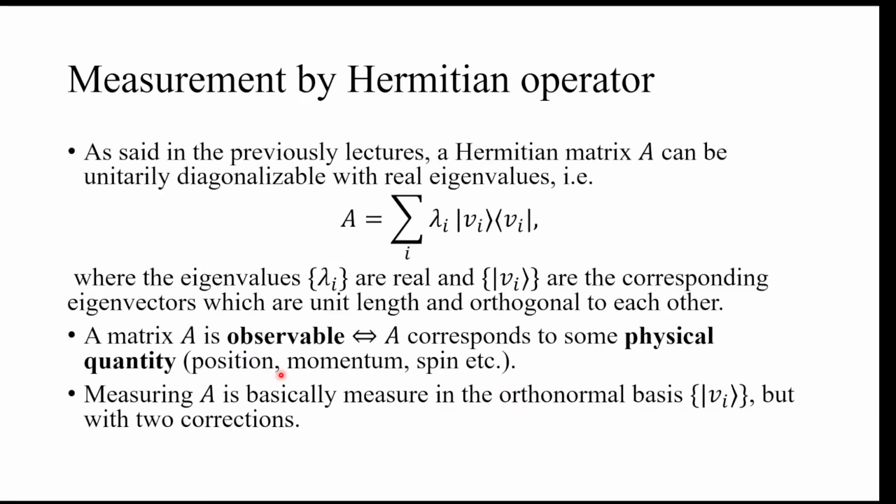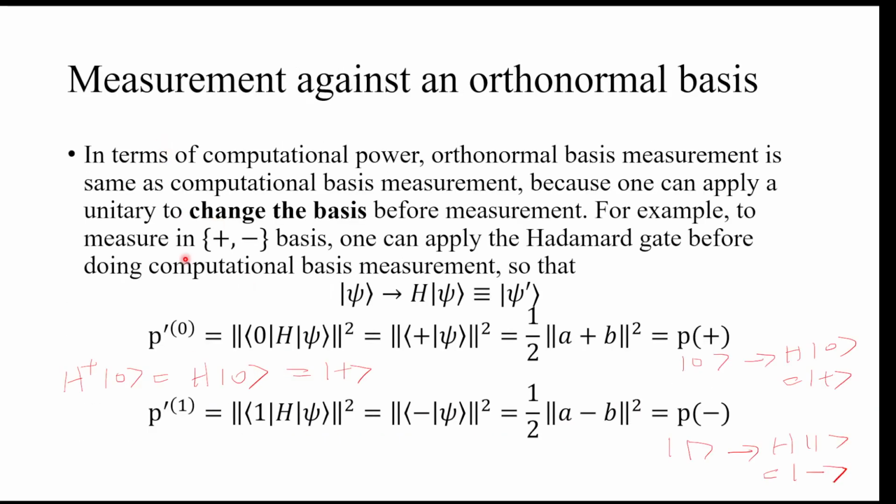For now, we have a measurement against an orthogonal basis, and we now know that we can measure our quantum state in different bases. And this is a big part of why quantum information is different from classical information.